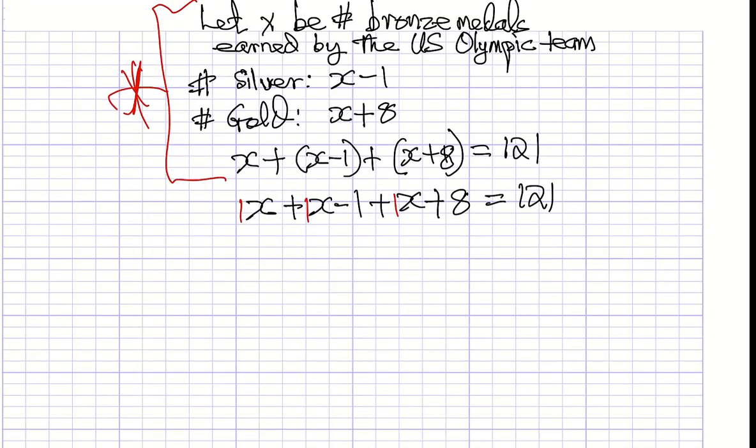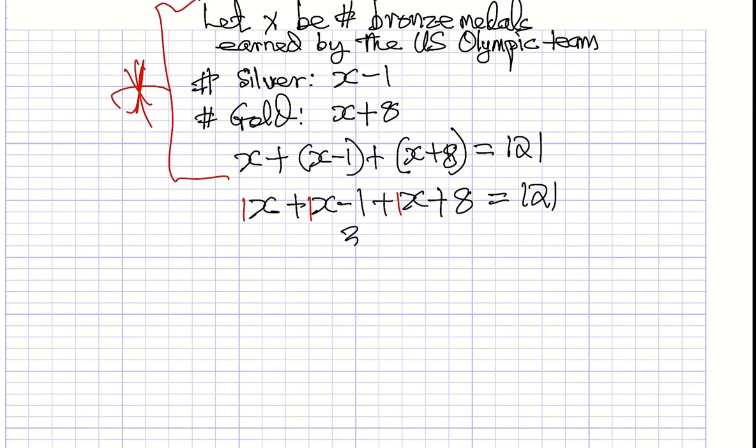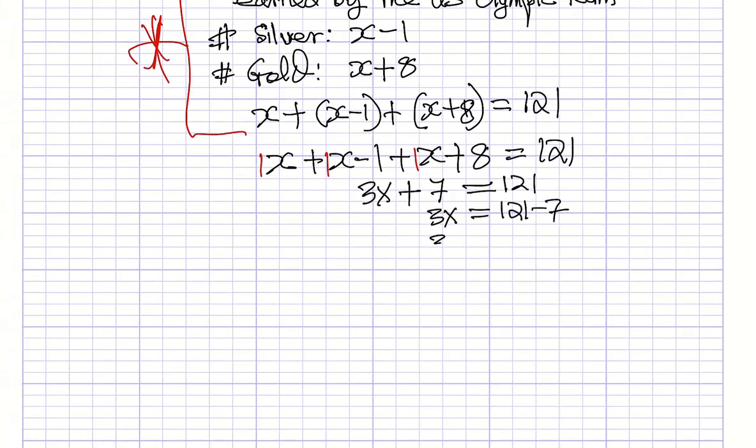So we'll combine the x's and combine the constants on the left. We'll have 3x plus 7 is equal to 121. And then 3x is equal to 121 minus 7. You see that, right? Okay, so next, 3x is equal to, subtract 7 from there.